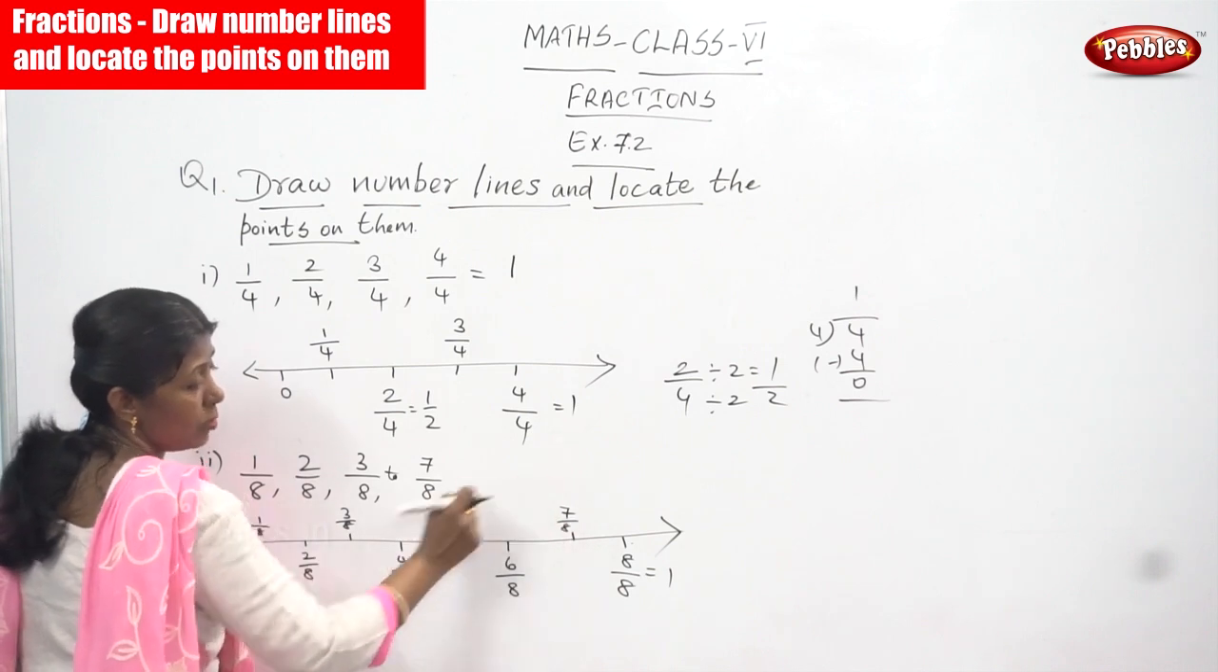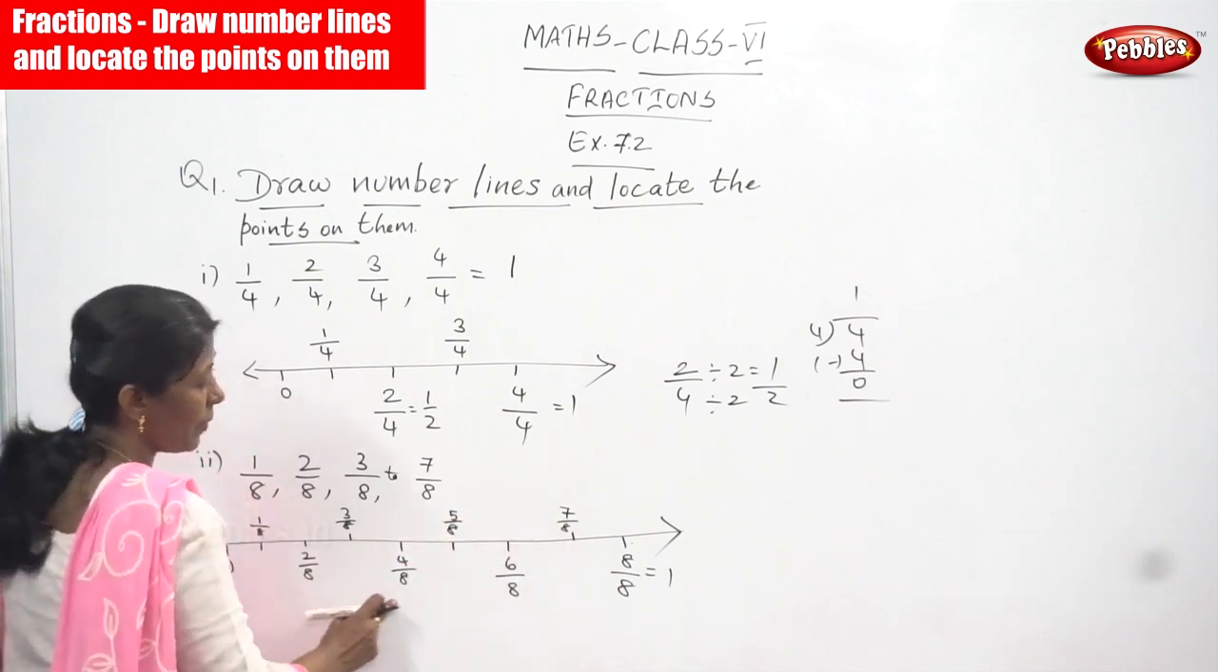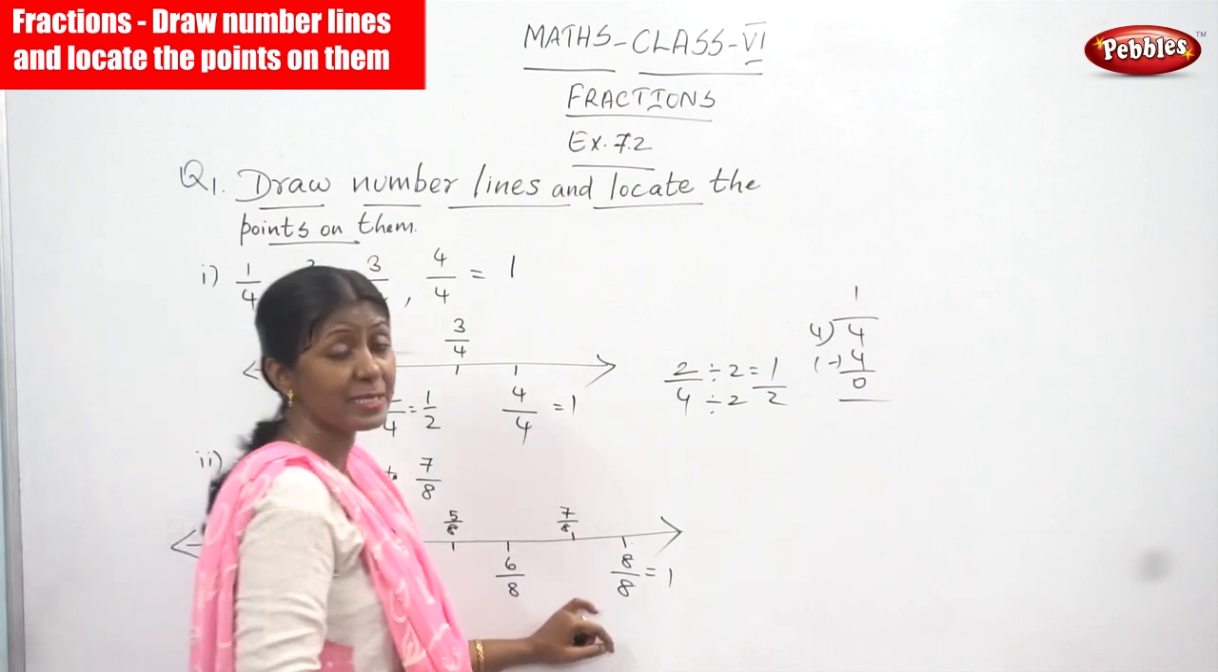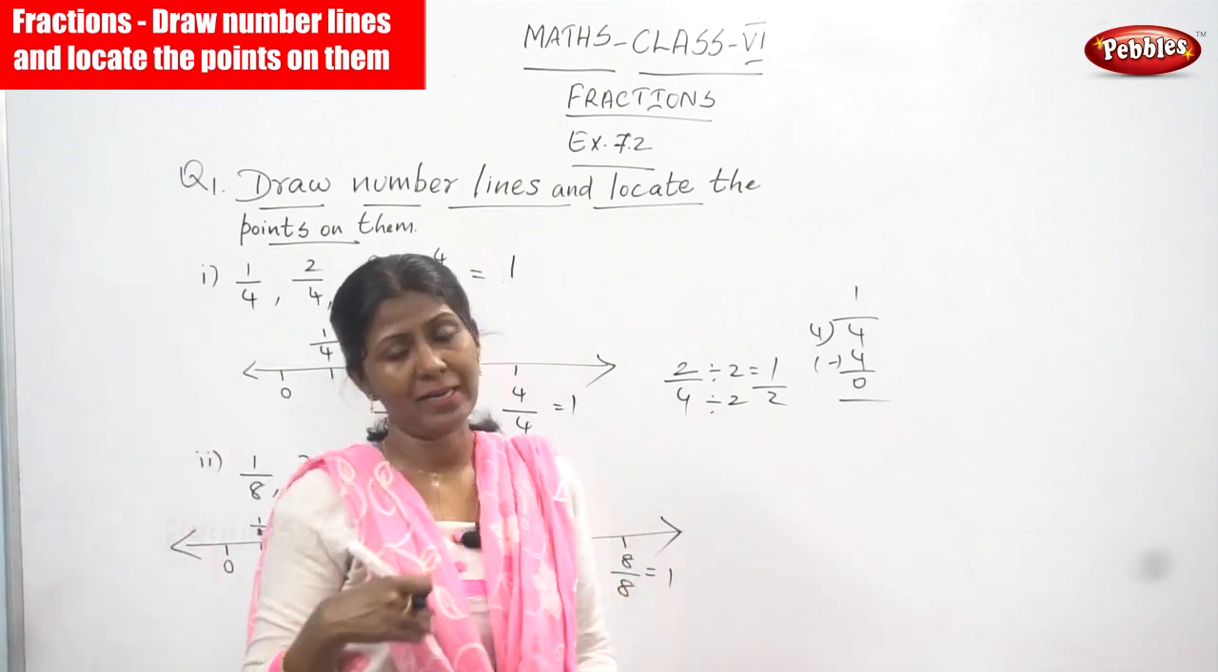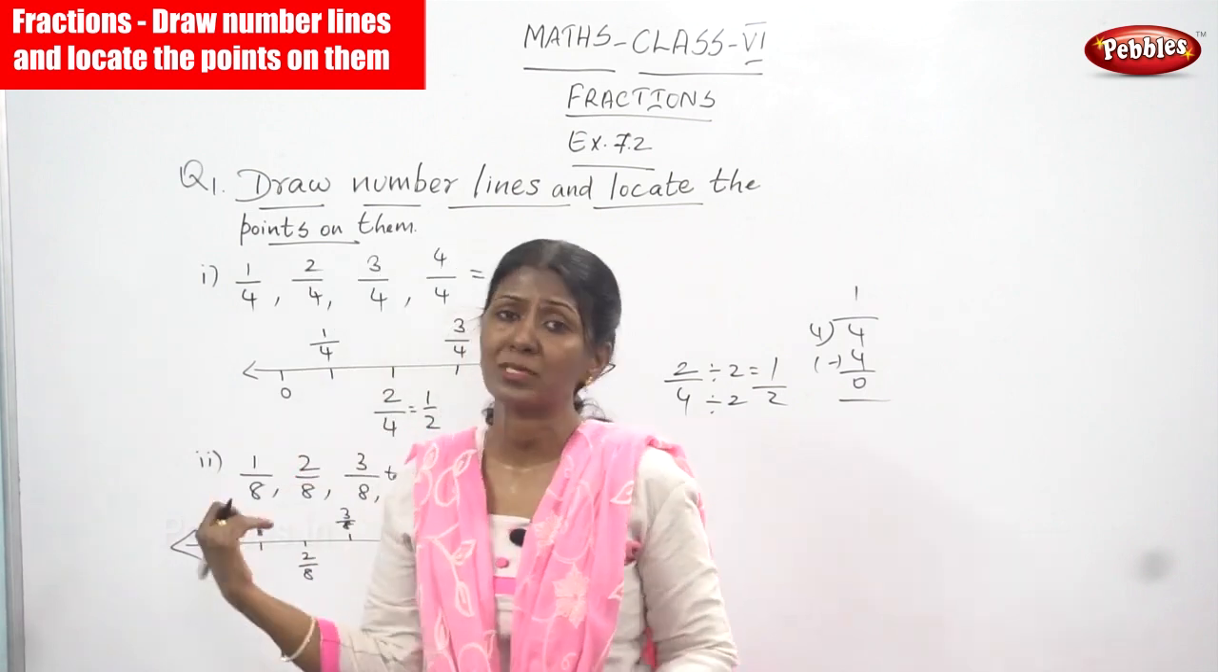Because these are all odd fractions, and 2 by 8, 4 by 8, 6 by 8 and 8 by 8, these are all what? Even fractions. So I marked below the number line. I think you understand these two sums very clearly.